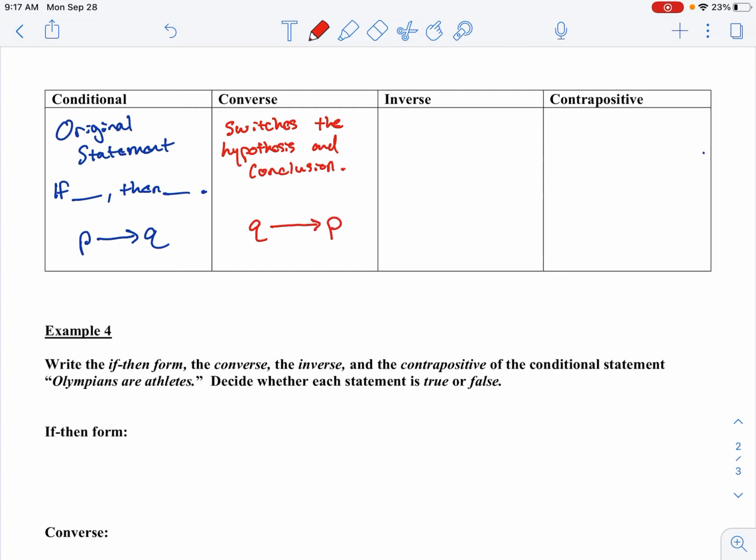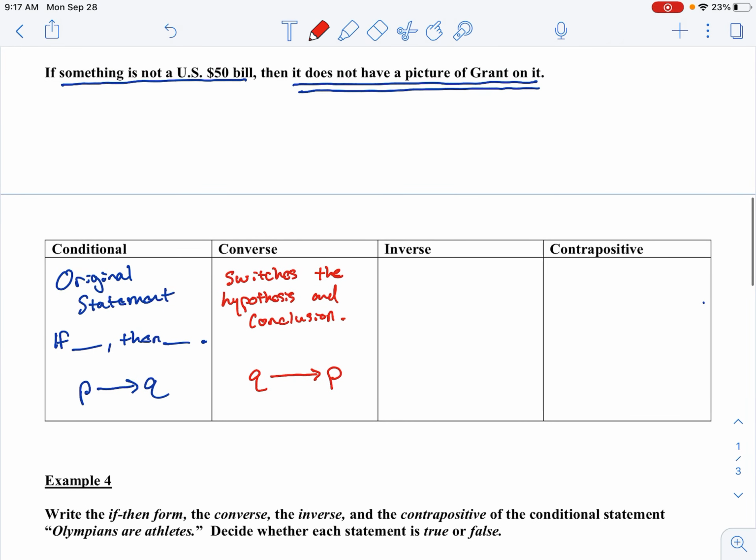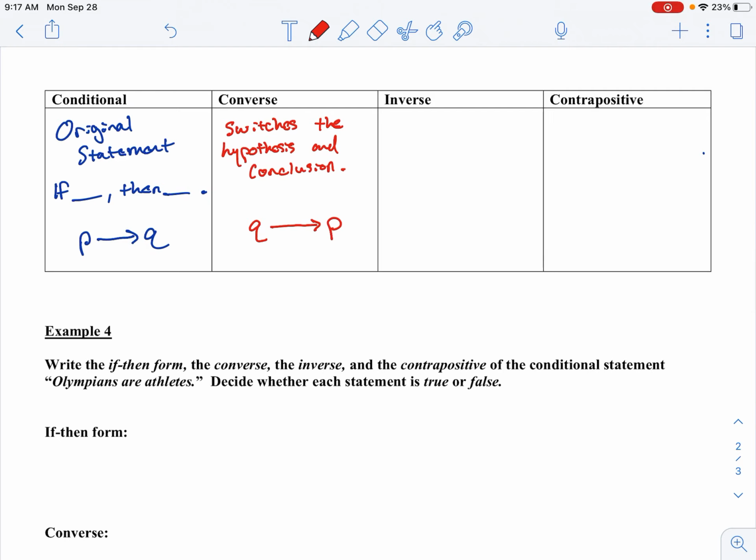It switches them out. So if I were to look at something like up here, it says if something is not a US $50 bill, then it does not have a picture of Grant on it. It would switch those and actually say if it does not have a picture of Grant on it, then something is not a US $50 bill. You're going to see a lot of examples down below. The converse switches the hypothesis and conclusion.